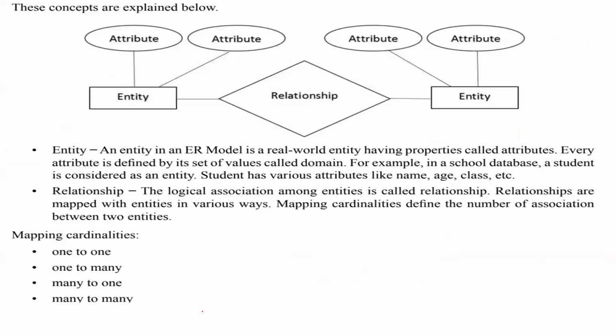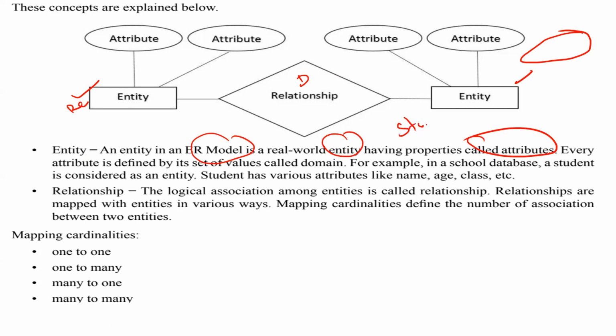Now let's understand. An entity is represented by a rectangle, a relationship by a diamond, and an attribute by an oval shape. So what is an entity? Like a student. An entity in an ER model is a real world entity having properties called attributes. A student has different characteristics, which are known as attributes. Every attribute is defined by a set of values called its domain.